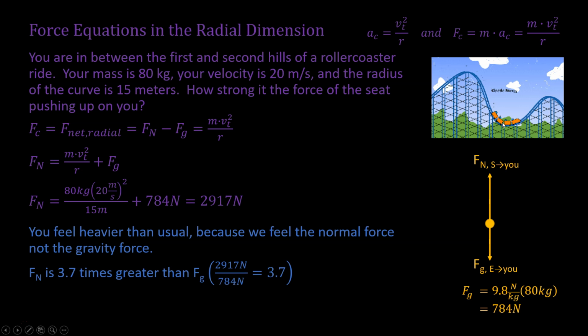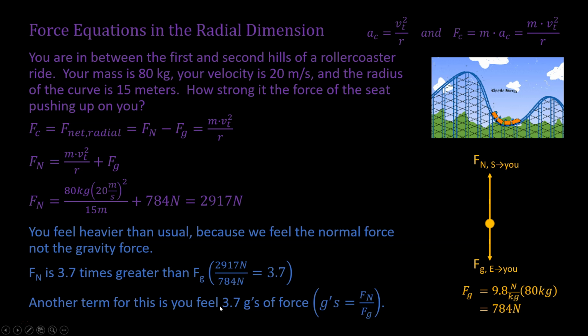But now at the bottom of this roller coaster hill, the normal force of the seat pushing up on you has to provide that centripetal force to keep you in curved motion, and it is much stronger than you're used to feeling. In this case, 3.7 times stronger. Another term for this is you feel 3.7 G's of force, and you'll often hear roller coasters advertised based on the G's of force you feel.